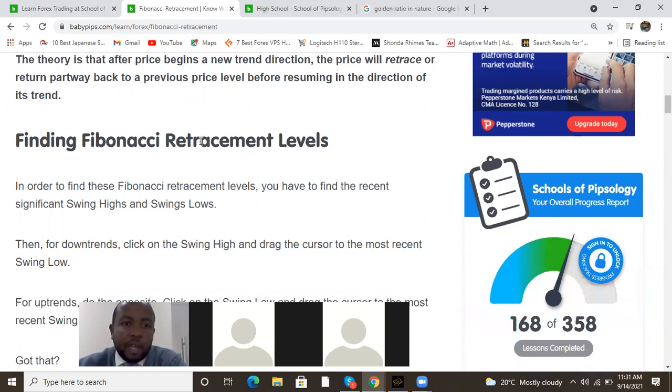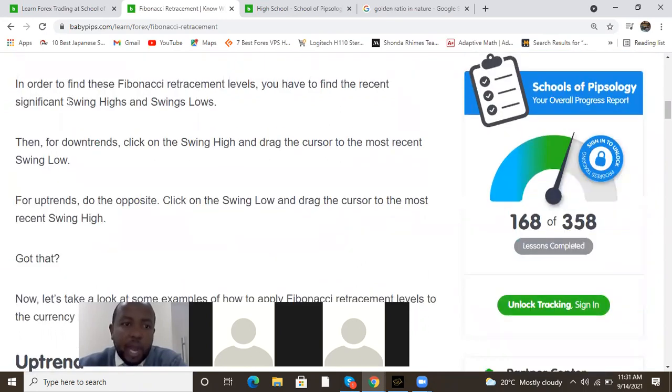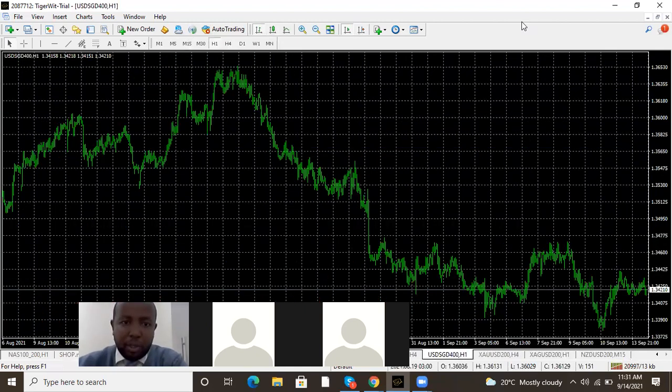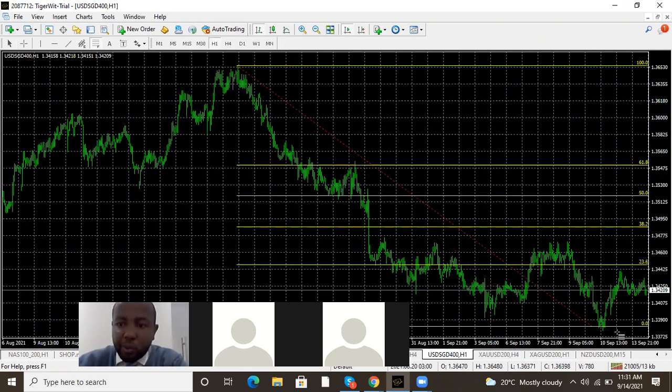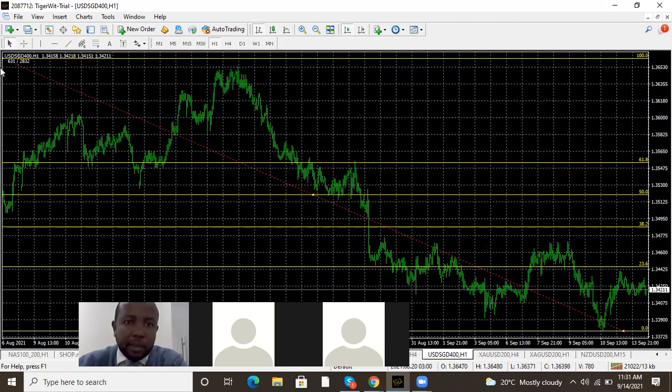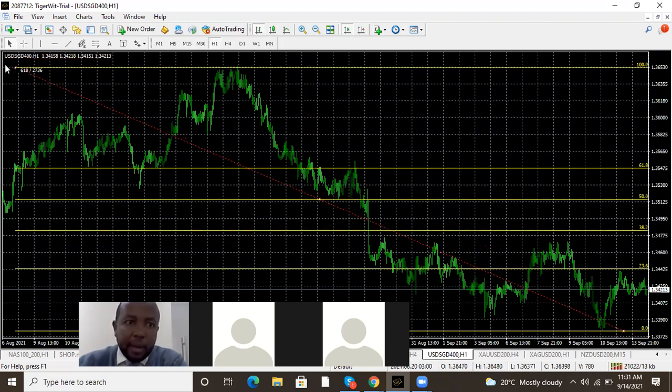In order to find these retracement levels, you have to look at swing highs and swing lows. Let me draw on this chart. This is the swing high, this is the swing low. So you get your Fibonacci, then you drag it from swing high to swing low. You can also move it all the way to this side. So you can see that's your swing high and swing low.